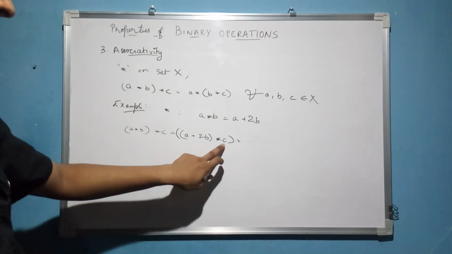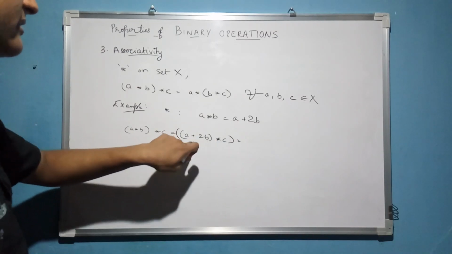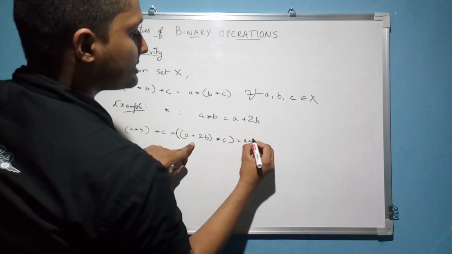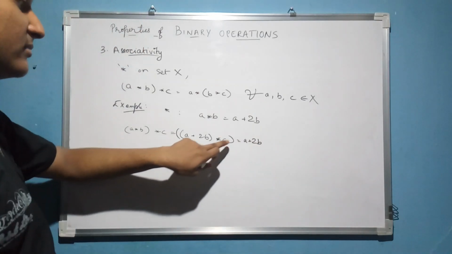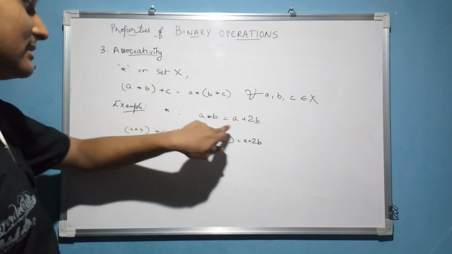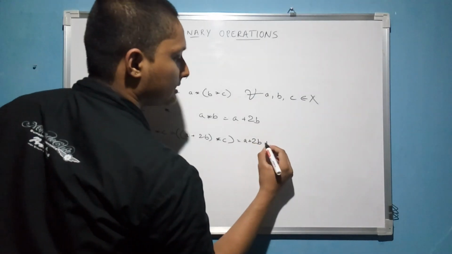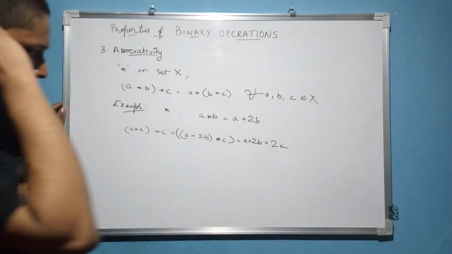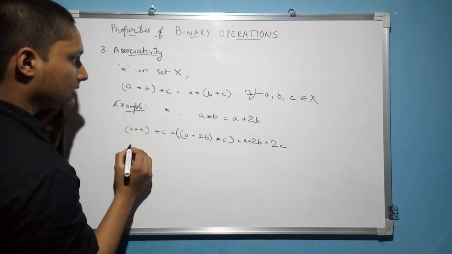This is the first number. This is the second number. In place of A, you need to write the first number. That comes to be A plus 2B, and this is the second number. That is 2 times the second number. That is A plus 2B plus 2C. Right? So next I'll take the right hand side.